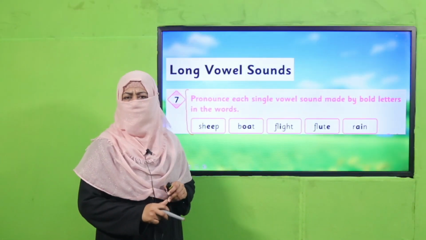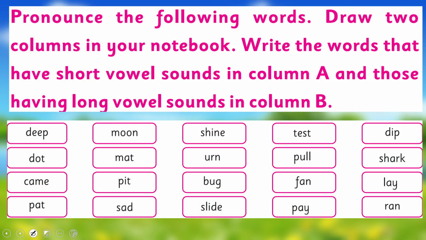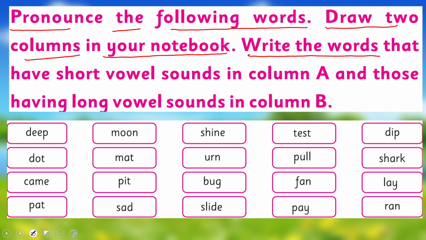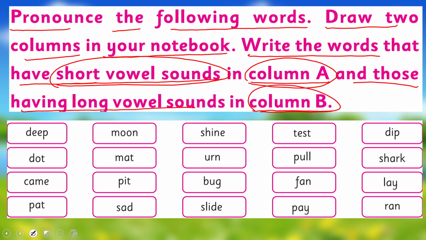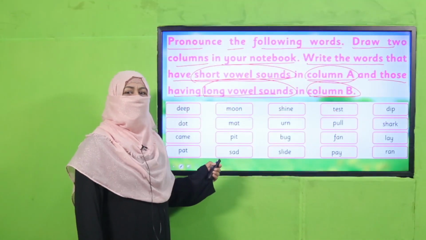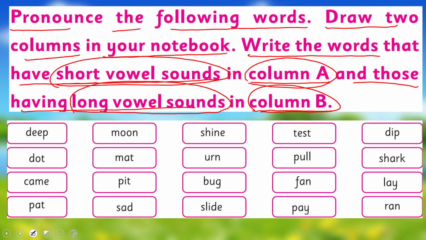Yes, my dear children, are you done with it? Good job. So there are more practices. Now you will write it. Pronounce the following words. Draw two columns in your notebook. Write the words that have short vowel sound in column A and those having long vowel sound in column B. So you will make column A for short vowel sounds and column B for long vowel sounds. So all of you be careful and you have to complete this activity in your notebooks. Pause the video, complete it.